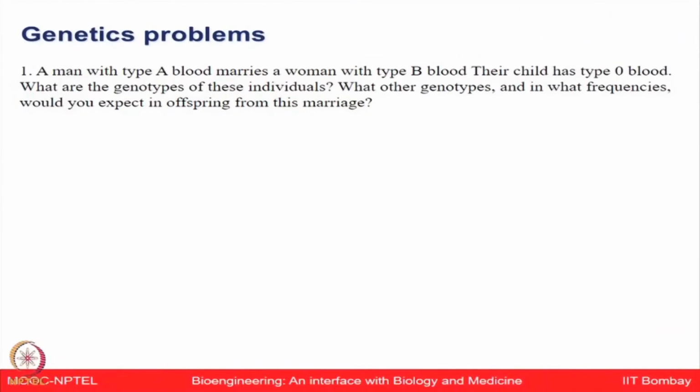Let us now do some genetics problems. A man with type A blood marries a woman with type B blood. Their child has type O blood. What are the genotypes of these individuals? What other genotypes and in what frequencies would you expect in the offspring from this marriage?